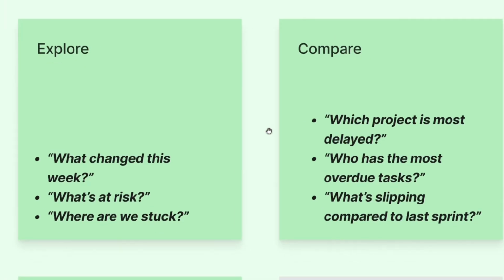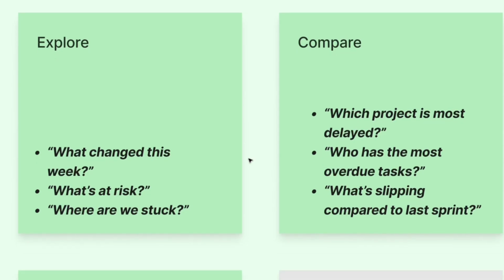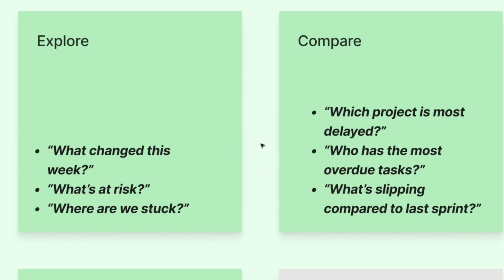if we look at some of the examples, I tried to put on the user hat and think of what the user would need at this point, right? So I can think of human ways of reflecting this thinking. So what changed this week? What's at risk? Where are we stuck for the exploration? Where are my tasks? These kinds of questions.